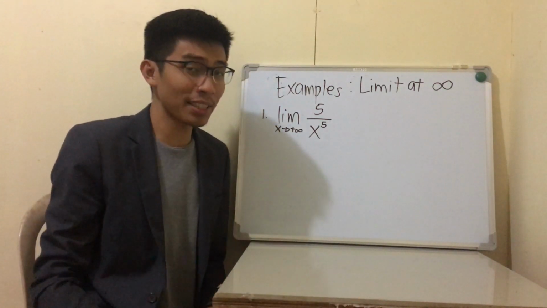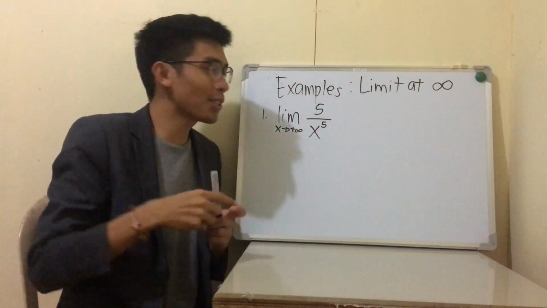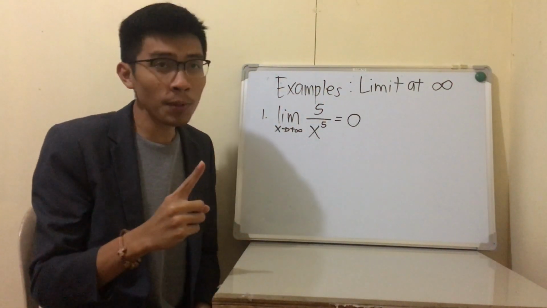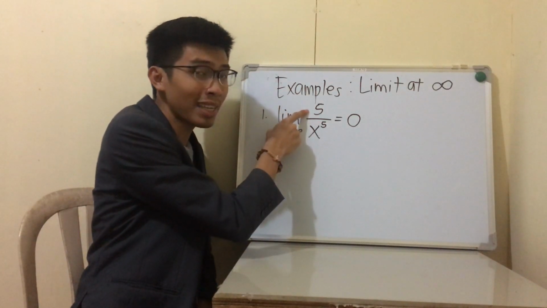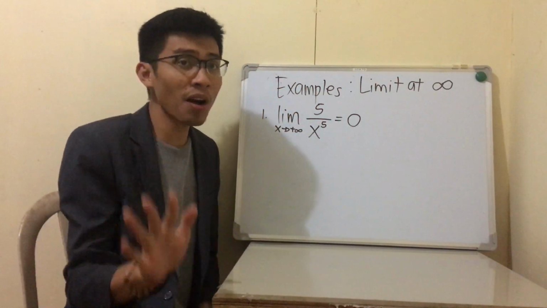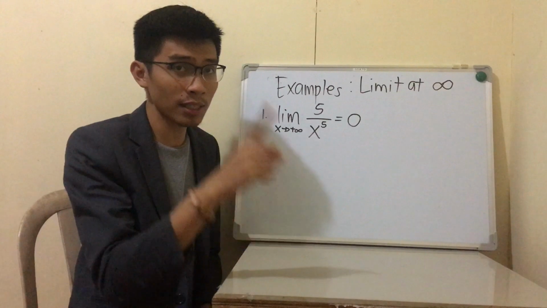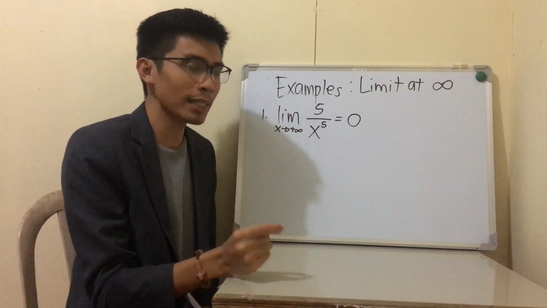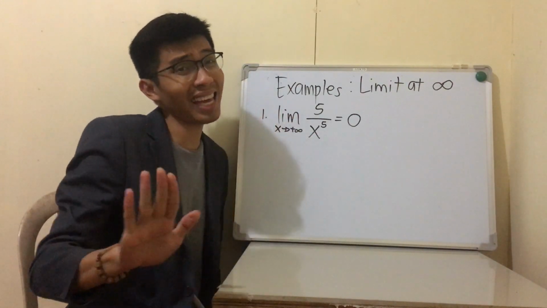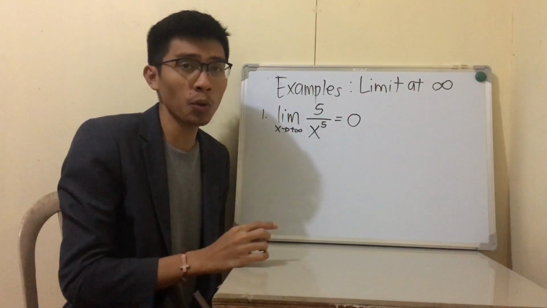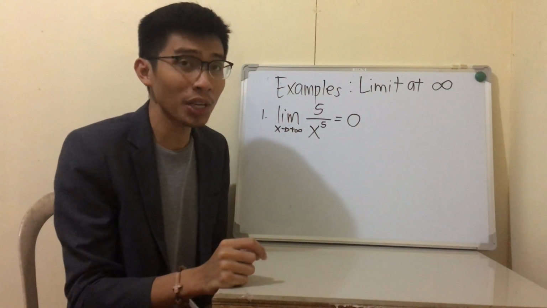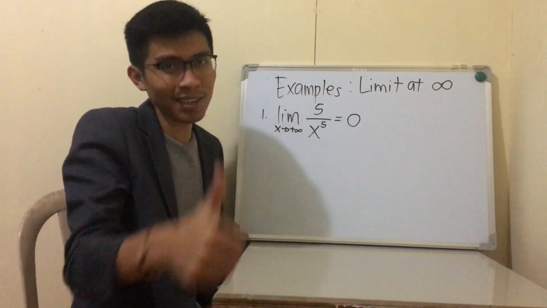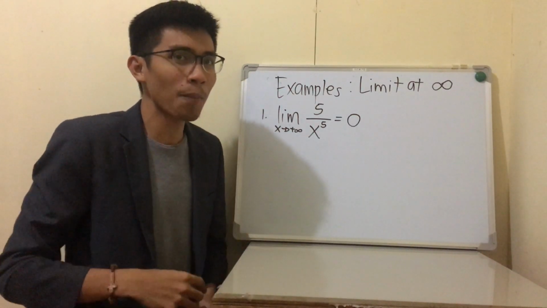Very good. What is the answer? The answer is 0. The limit of this function is 0. Why? Simply because your numerator here is a constant, that is 5. For the rules that I've discussed in my previous video, once your numerator is a constant and your denominator is any function, as x approaches either positive or negative infinity, automatically the limit of that function is 0. That's great. Good job. Continue that performance.